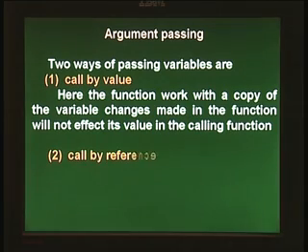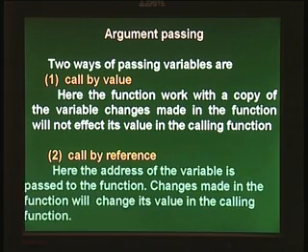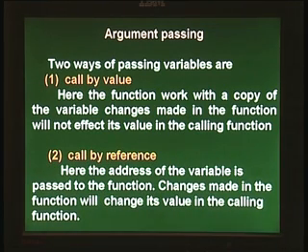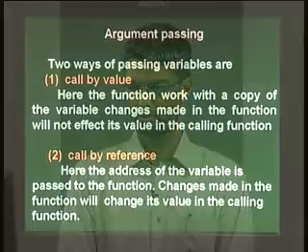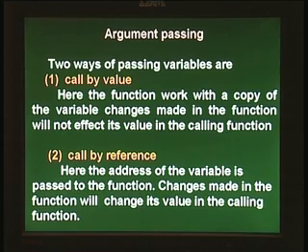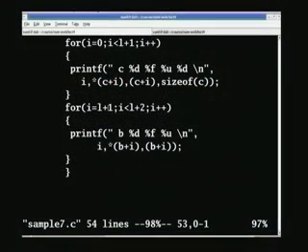That's called call by value, as opposed to call by reference, in which we pass the address of the variable. In this case, whatever changes are made inside the function would change the value even in the function, or main program, from which it is called. So we saw that. We'll just look at an example once again of these function calls.